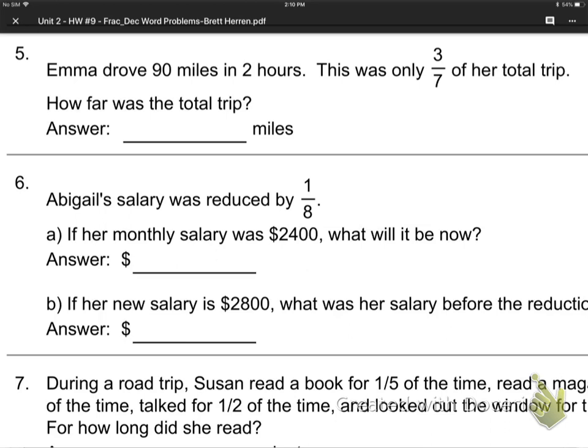So I'm using my own daughter's names, Emma and Abigail. So Emma drove 90 miles in 2 hours. It's only 3/7 of the trip. How far was the total trip? So how are we going to do that? I'll give you just a second again. How about this? Can I take 3/7 of 90? Is that what I should do?